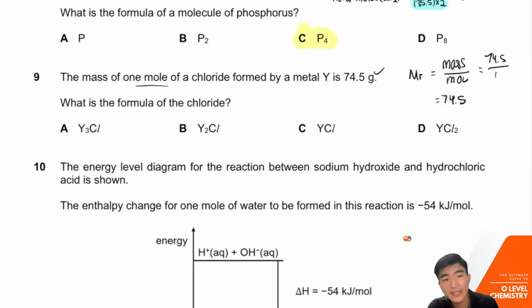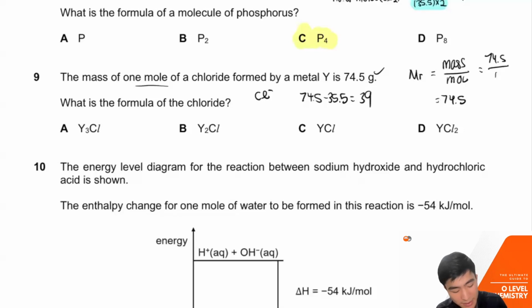Very simply, you can see over here, since we've got Cl minus, the chlorine atom is going to be 35.5. So 74.5 minus 35.5, you realize that the answer is going to be what? Is it 39? 74.5 minus 35.5 gives you 39. So 39 is the mass of the other metal.